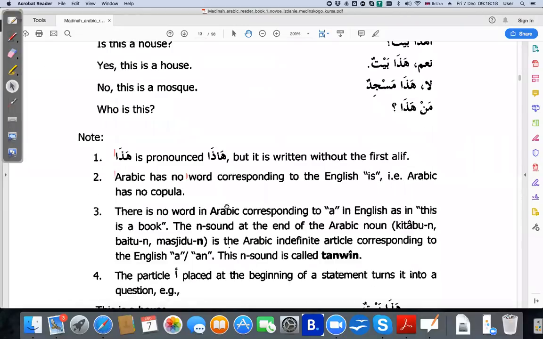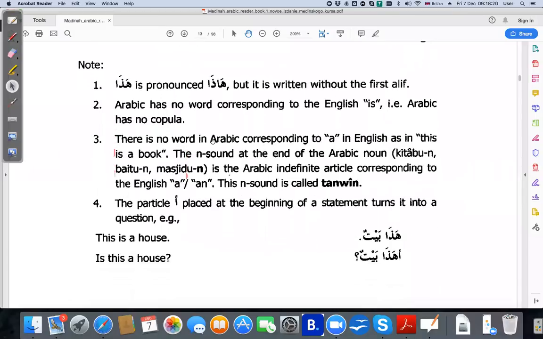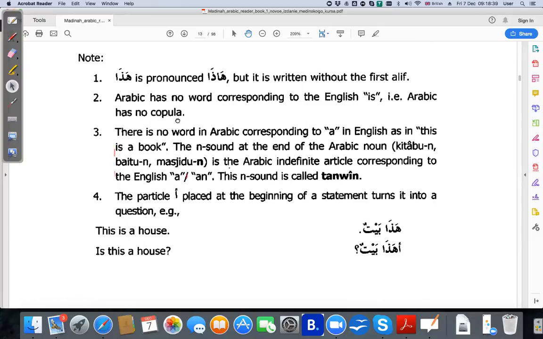Okay, and we finish the page with these notes. Hada is a pronoun, pronounced hada, long, but this is written without the first alif. Yeah, we don't try it. Some books, they write a small one, okay? Arabic has no word corresponding to the English is, the copular verb, yeah? Arabic doesn't have a copula.